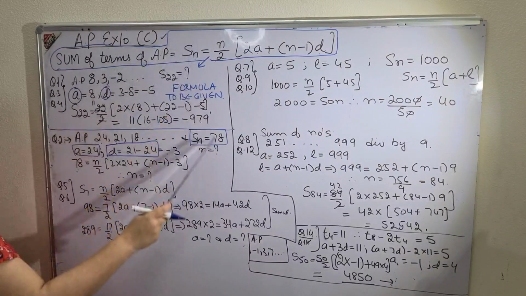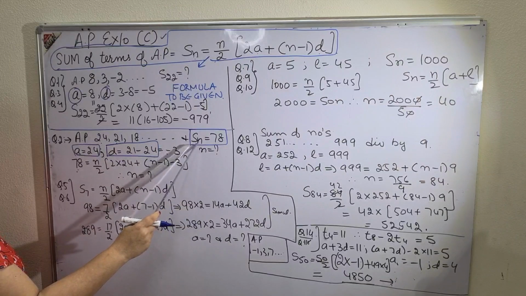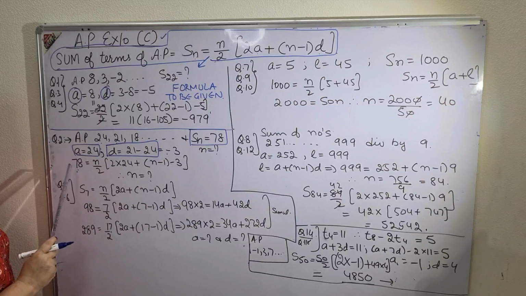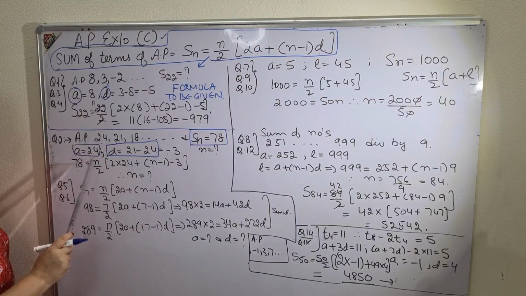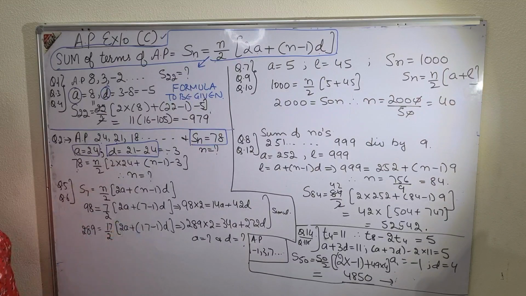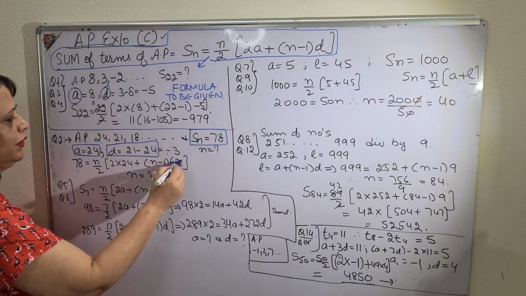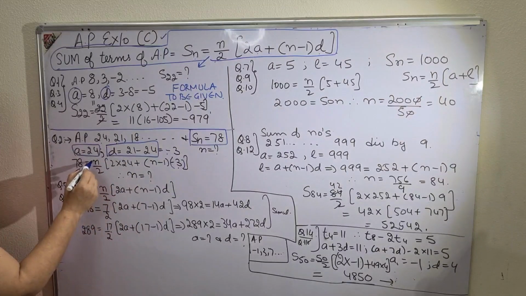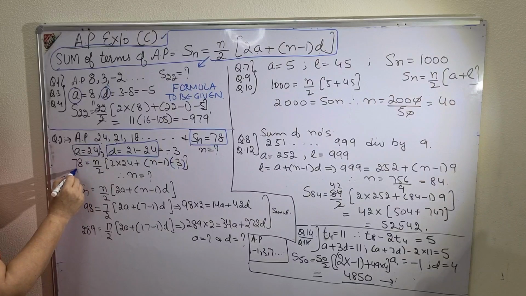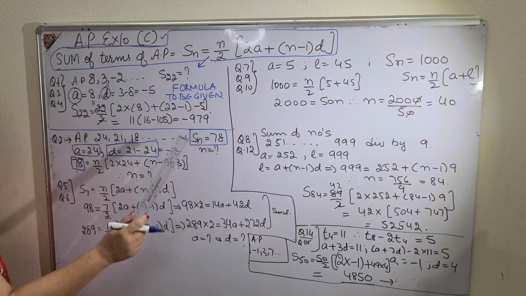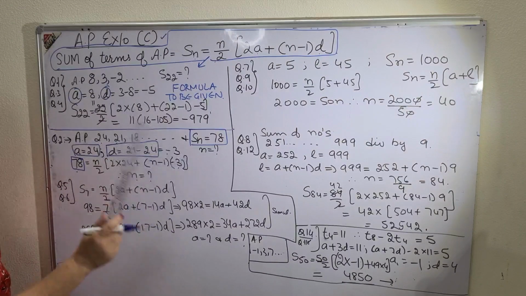Sn full value you have 78. Now this time terms are not given. Full sum of the terms has been given to you, 78. So put the value: 78 is equal to n upon 2, 2 into 24 plus n minus 1 into d, into minus 3, because the value of d is minus 3. So you have to find n by calculating. You will get the value of n, because this time Sn, the sum of the terms, was given, and you had to find the number of terms.